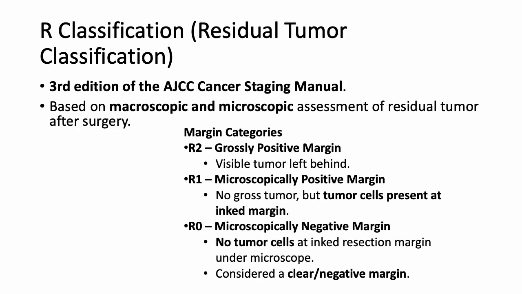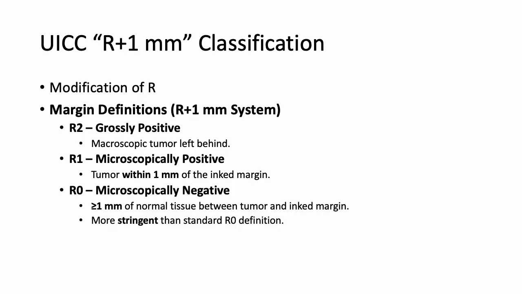So another classification system is the R classification, which is also endorsed by AJCC. The third edition AJCC writes about the R classification in its manual: R0 is microscopically negative margin, that is, no tumor cell is inked at the margin. R1 is microscopically positive. R2 is grossly positive, that is, there is a visible tumor grossly left behind in the surgical bed.